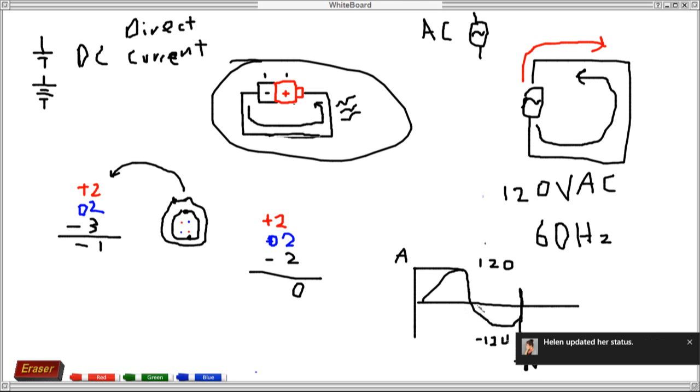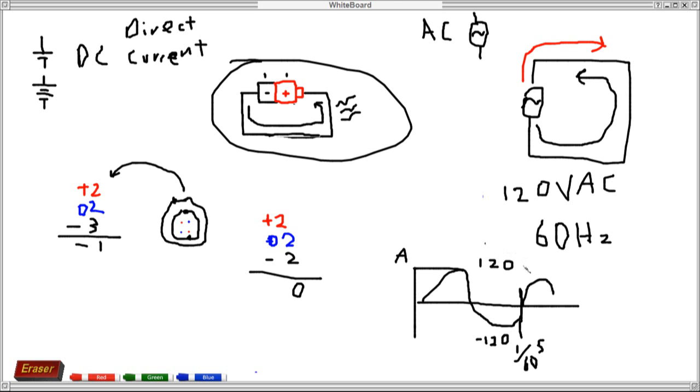Okay, negative 120. Once it reaches that peak, it starts going back to zero, and then the whole process starts all over again. Another sine wave, another period.